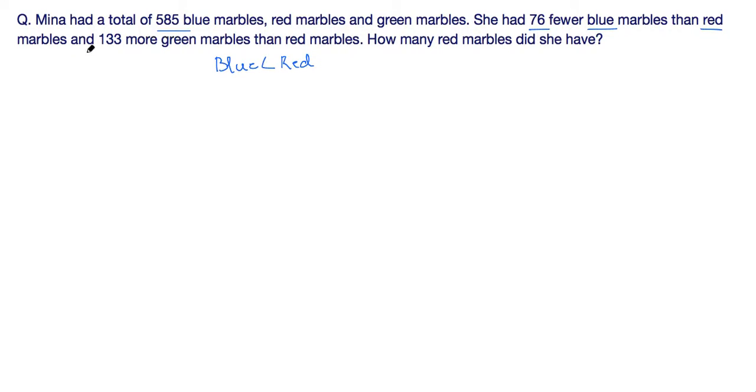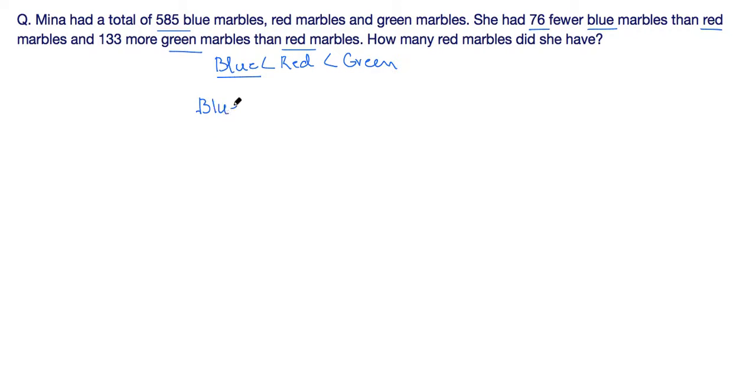Now, 133 more green marbles than red marbles. That means the number of green marbles is more than red marbles. So the question is, how many red marbles did she have? Now in order to draw its model, let's start. Since we know that the number of blue marbles is the least, we can take it as the basic unit. So let's start drawing our model.